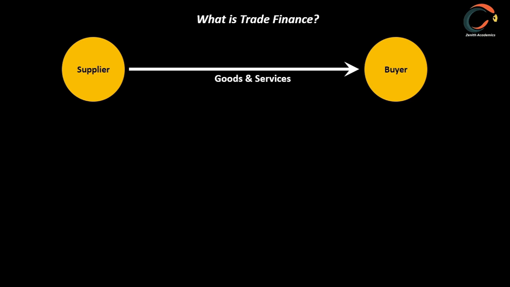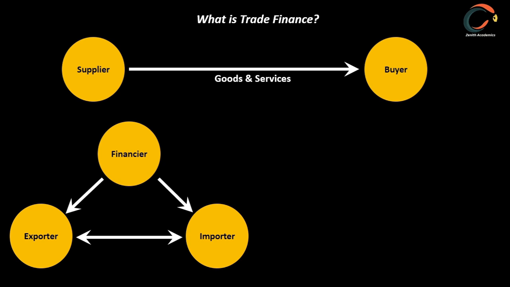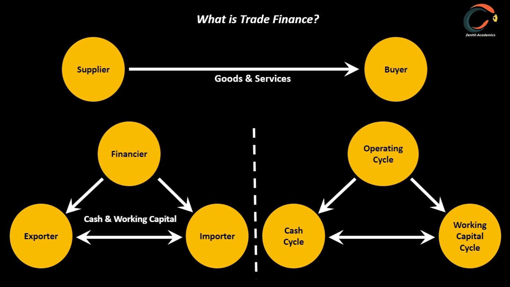Trade finance typically involves at least three parties: an importer or a buyer, an exporter or a seller, and a financier or a bank. In any business, managing cash and working capital are the two components that are critical to the success of any business. The financial institutions typically finance both the exporters and the importers by reducing payment gaps in a business operating cycle. The operating cycle involves two major components: the cash cycle and the working capital cycle.